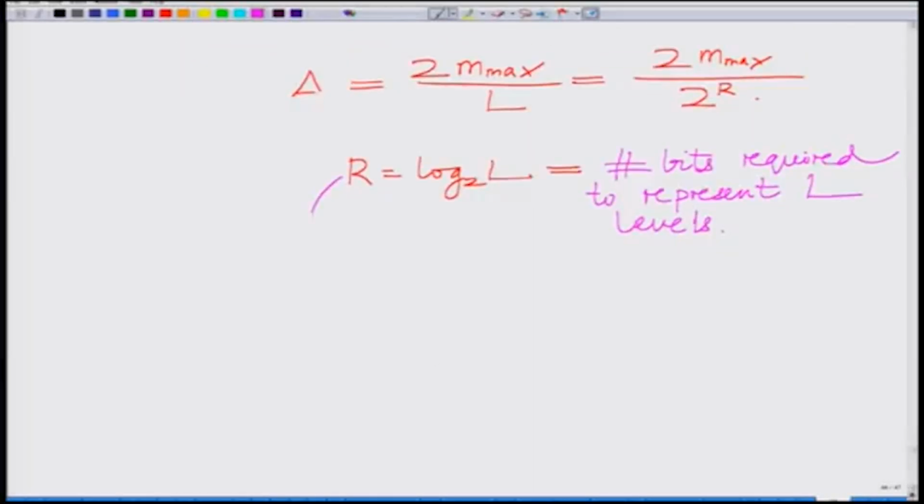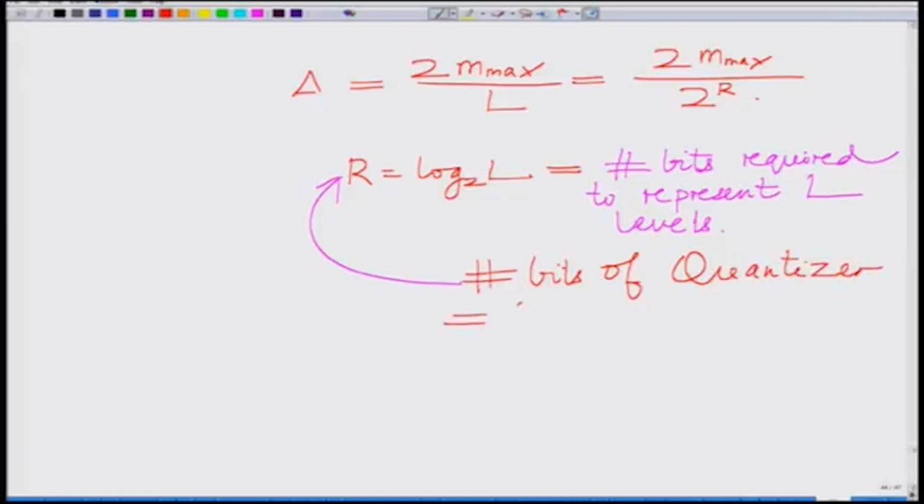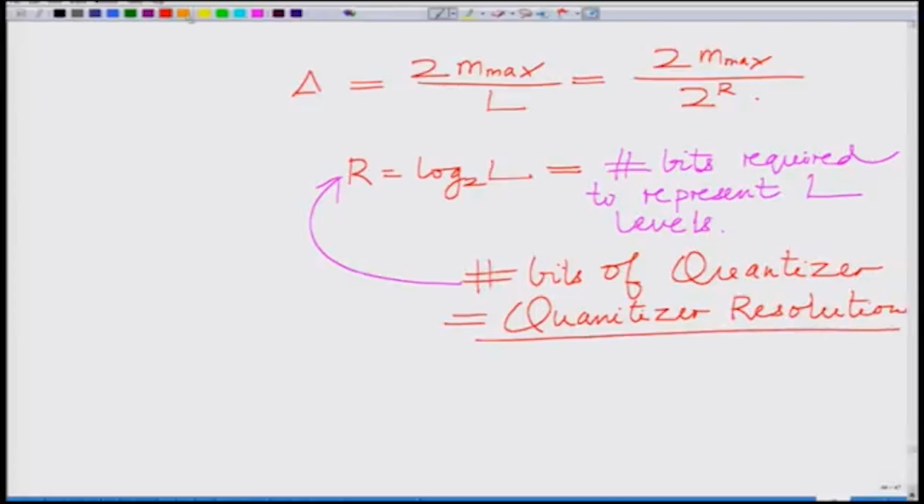So r equals the number of bits of the quantizer, that is the number of output bits per sample. This is also termed as the resolution of the quantizer.